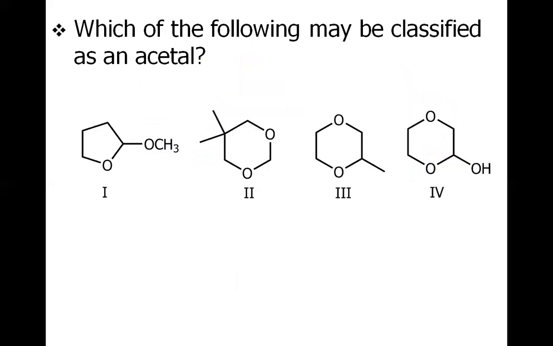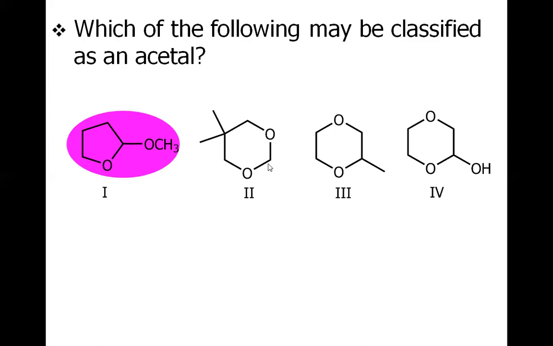This is a question. We have to identify which is the acetal out of these four molecules. So as per the definition of the acetal, we know a carbon directly linked with two alkoxy, that is OR, is called acetal or ketal. So if you consider this carbon, which I have just pointed, it is connected with the methoxy and the alkoxy, this oxygen and this carbon side chain. So yes, it is acetal.